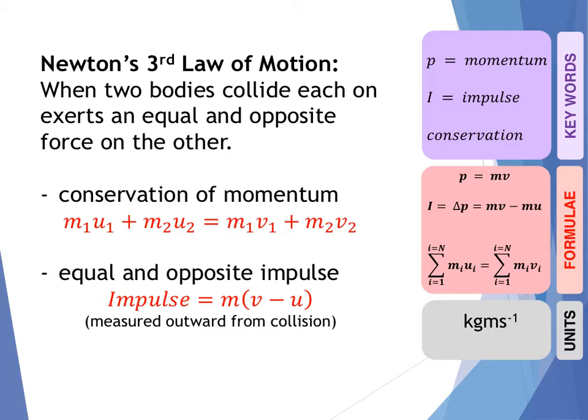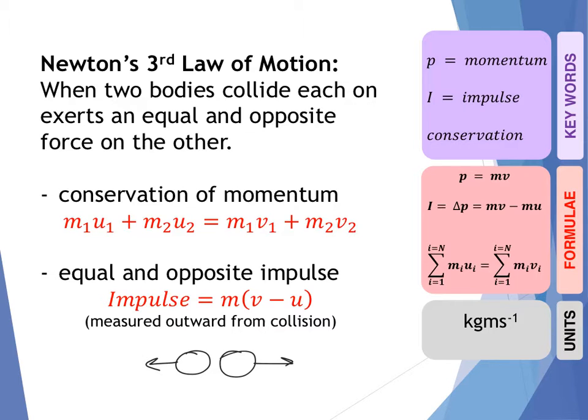It's really important that you think about which direction that impulse is acting in. So if, for example, we had two billiard balls that are aiming towards each other and they're going to collide, the impulse is pushing them out in opposite directions. So the impulse is always measured outwards from the collision.